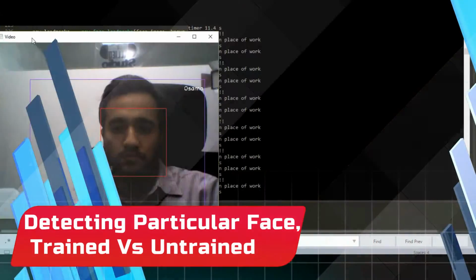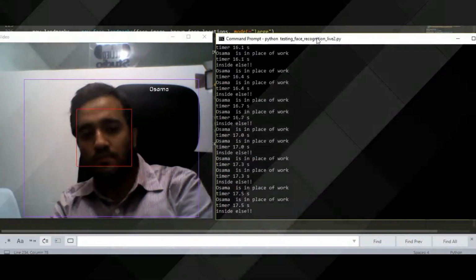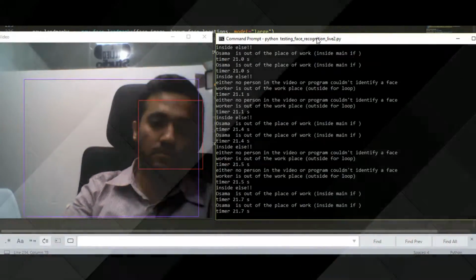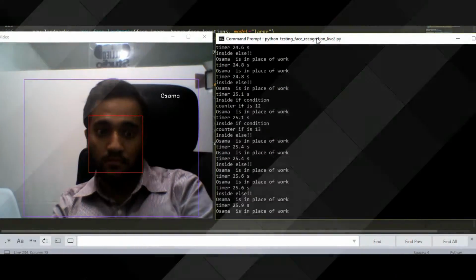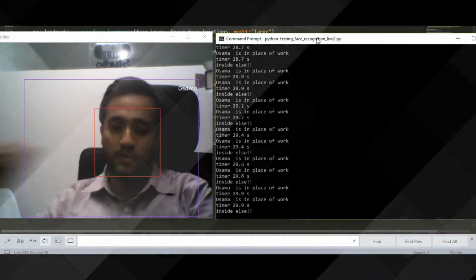So what the program did was that it basically started a counter for each and every particular person for the amount of time that they spent in that region of interest. So basically they can't cheat the system now. Whenever they enter it, the counter will start. Whenever they leave, the counter will stop.